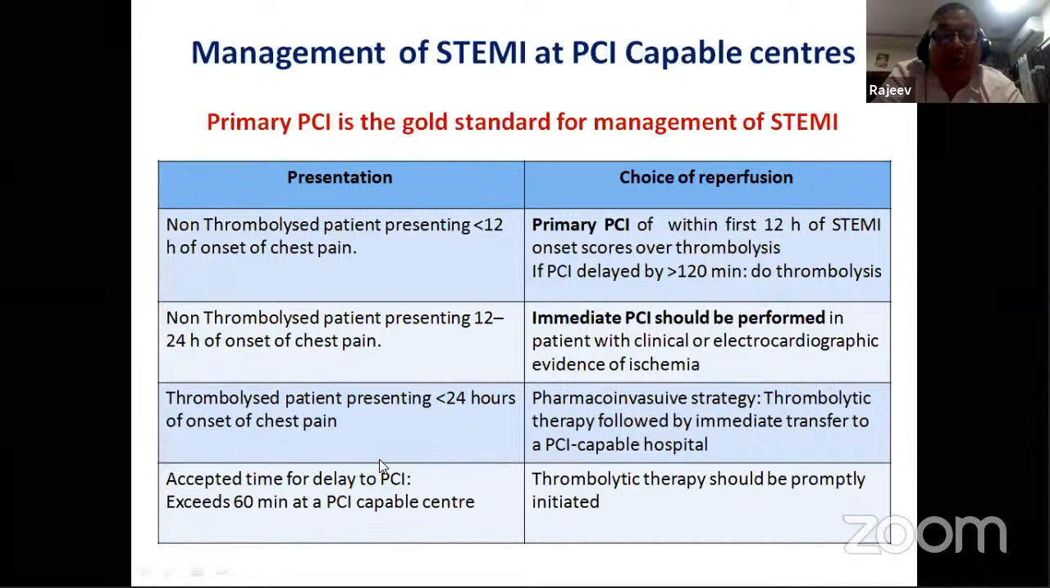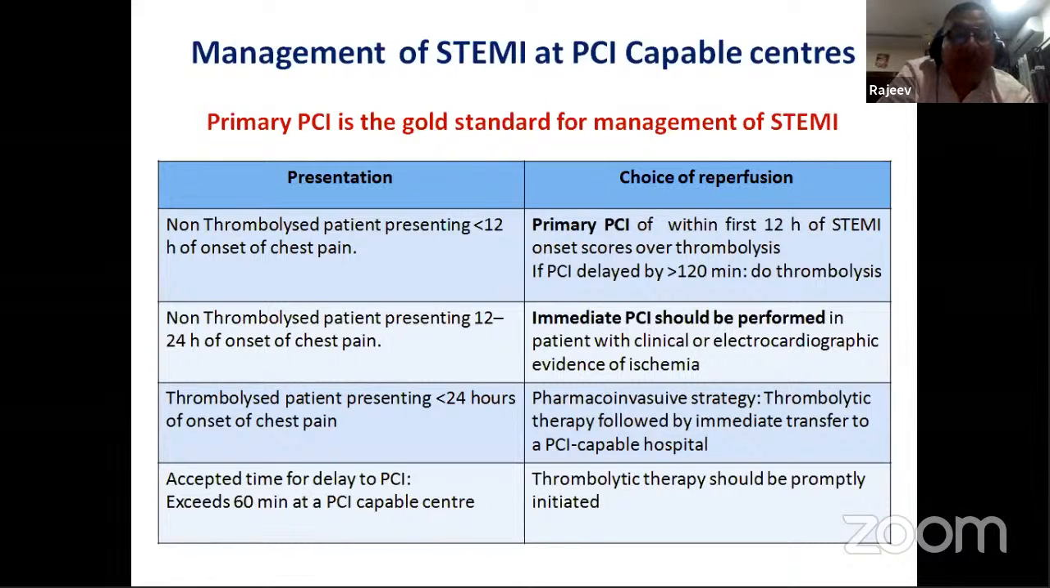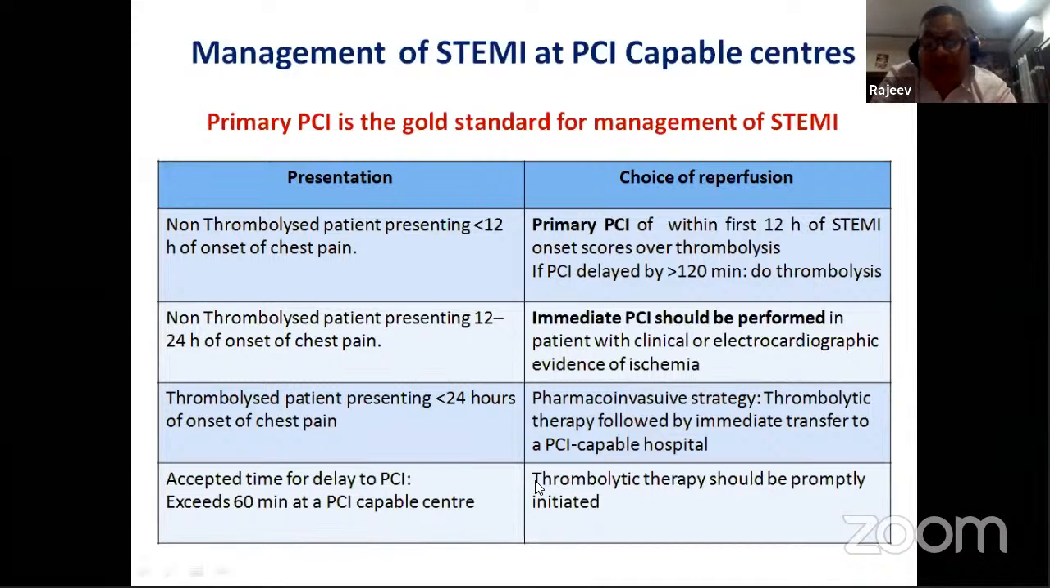This can occur in COVID times when we have single cath lab operated centers where we need a report of RT-PCR, or the patient and the cath lab is busy doing another procedure. Those are the situations in which again thrombolytic therapy should be given to the patients.